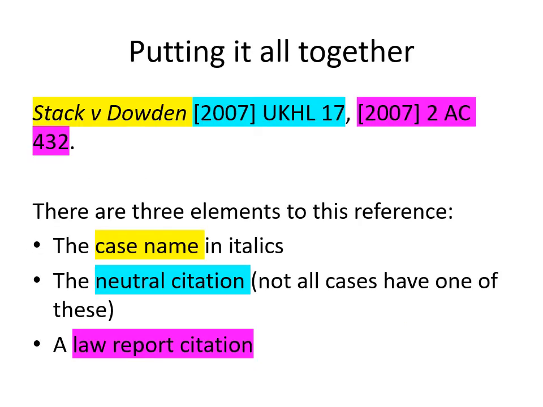Hopefully, this example makes more sense now. After the party names, we have the neutral citation. Older cases won't have one of these, so just omit this step if you don't have one. You then have the most authoritative law report reference. If your case was reported in more than one place, you can use the hierarchy table from earlier to help you identify which law report citation to use.